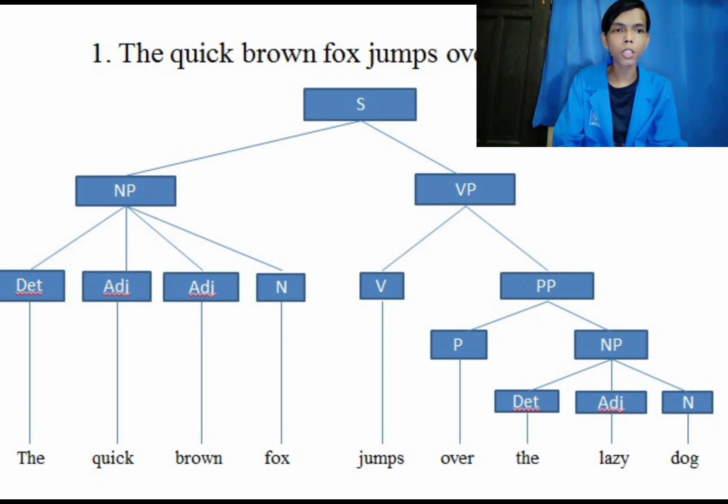Jumped over the lazy dog is a verb phrase. The breakdown: jumped is a verb. Over the lazy dog is a preposition phrase. The breakdown: over is a preposition. The lazy dog is a noun phrase. The breakdown: the is a determiner. Lazy is an adjective. Dog is a noun.